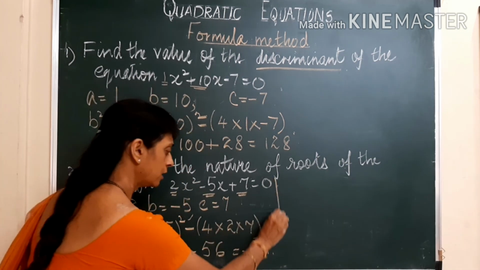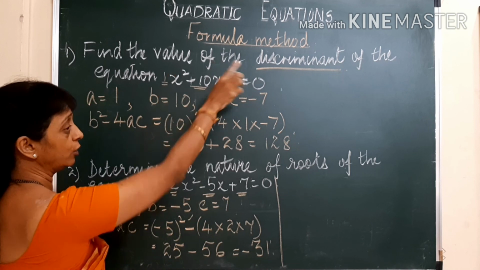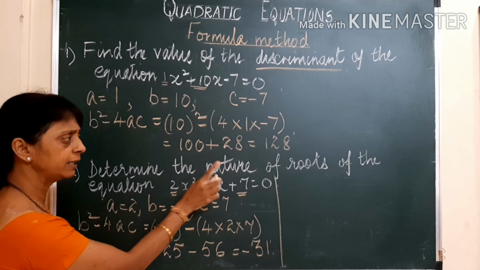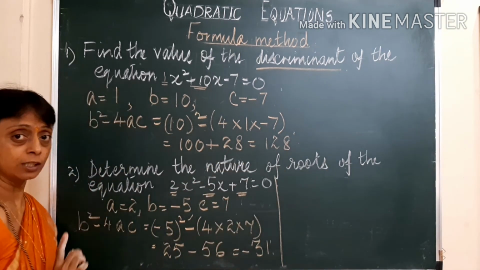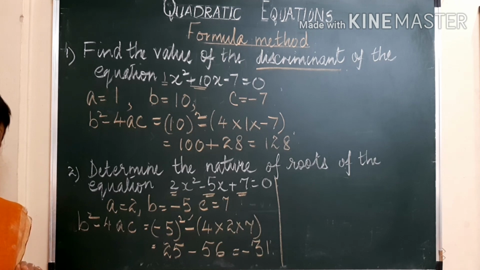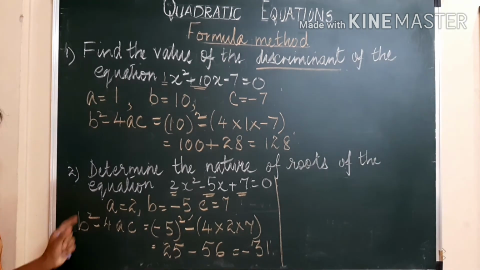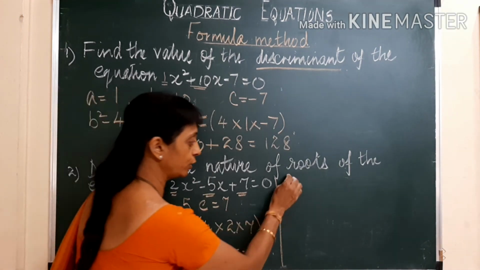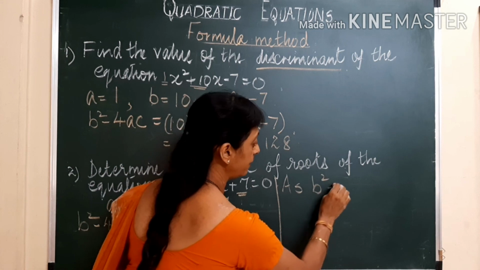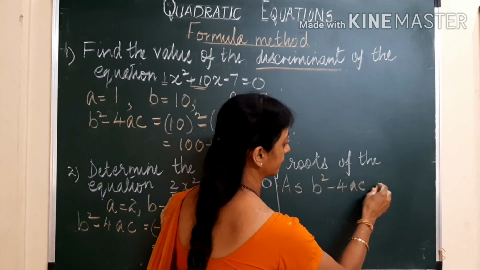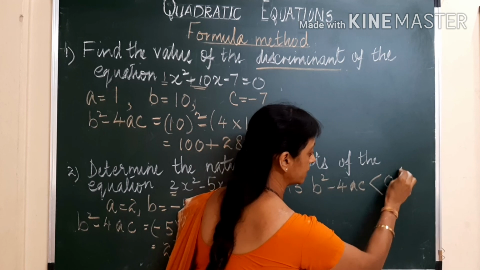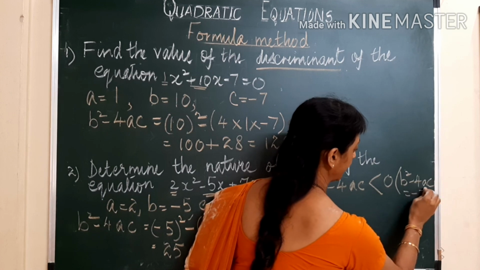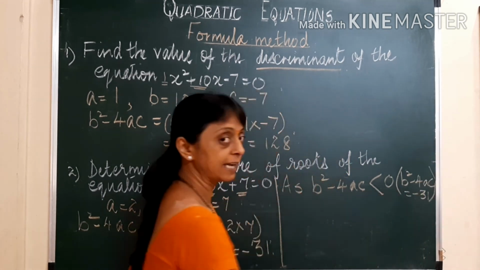Now, children, over here, have they just told you find the value of the discriminant? No, the question is different. The question says over here, determine the nature of roots of that equation. So over here, we have just found out the value of the discriminant. A step further. Now, the answer will decide the nature. What is the answer over here? Minus 31. So, what do you write? As b square minus 4ac is less than 0. What is the value? b square minus 4ac is equal to minus 31. That is less than 0.